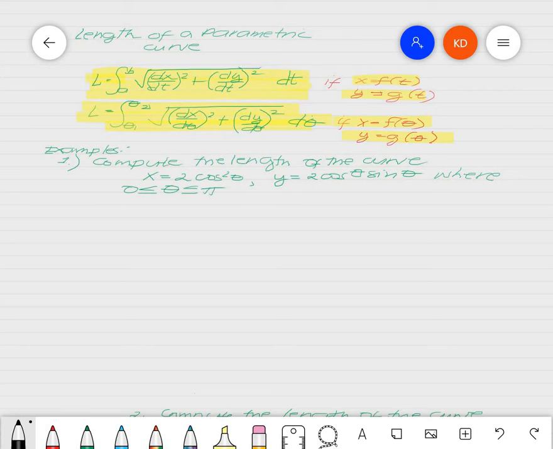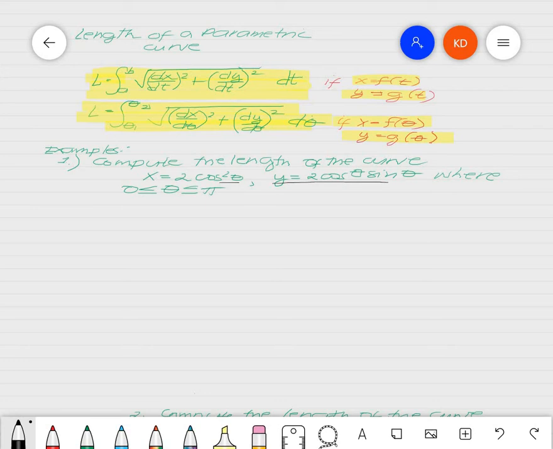So let's try to answer some examples that will help you understand a parametric curve. Let's compute the length of the curve where the parameters are x equal to 2 cosine squared theta and y equal to 2 cosine theta sine theta, where theta is from 0 to pi. So we need to get the length with these parameters.